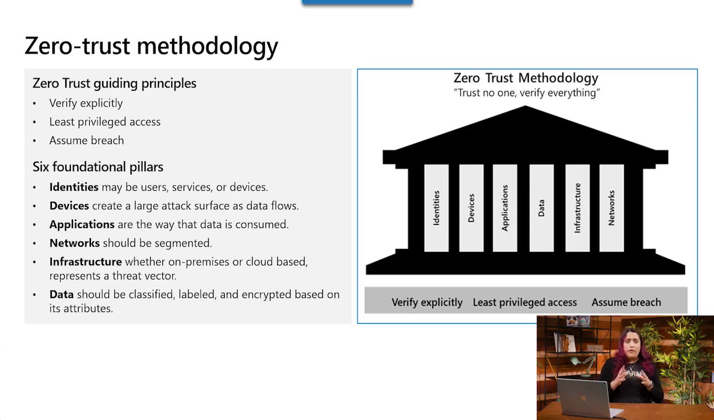This is where you are going to verify requests explicitly and give the least amount of access required to do the job. And then you need to assume breach. These 3 principles of zero trust support the 6 different foundational pillars that provide an end-to-end security solution. So first, you have your identities. This is where you need to make sure that you are verifying all identities and making sure that you have a strong authentication process.